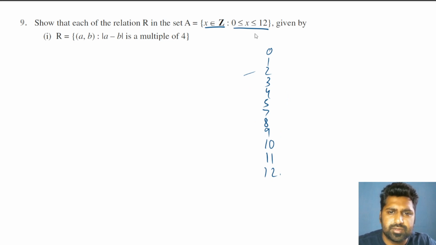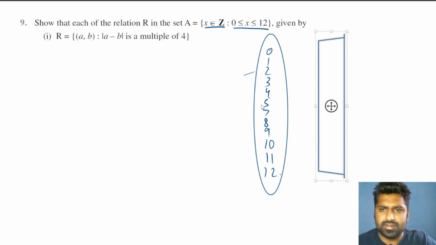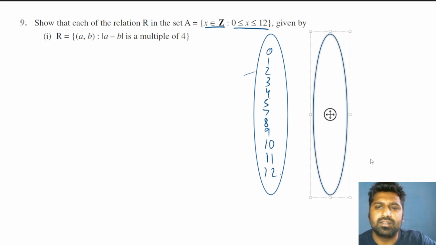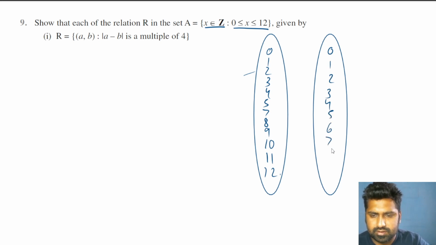I think I have the ellipse. Should have drawn it like this. Much better. Next time onwards I will be using this. Let's use this. Better. 0, 1, 2, 3, 4, 5, 6, 7, 8, 9, 10, 11, 12. All right.